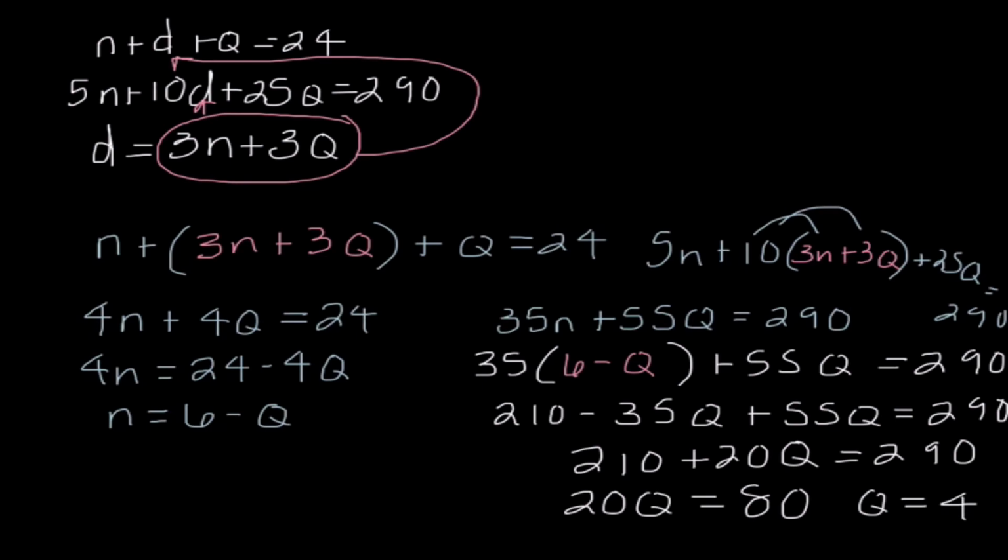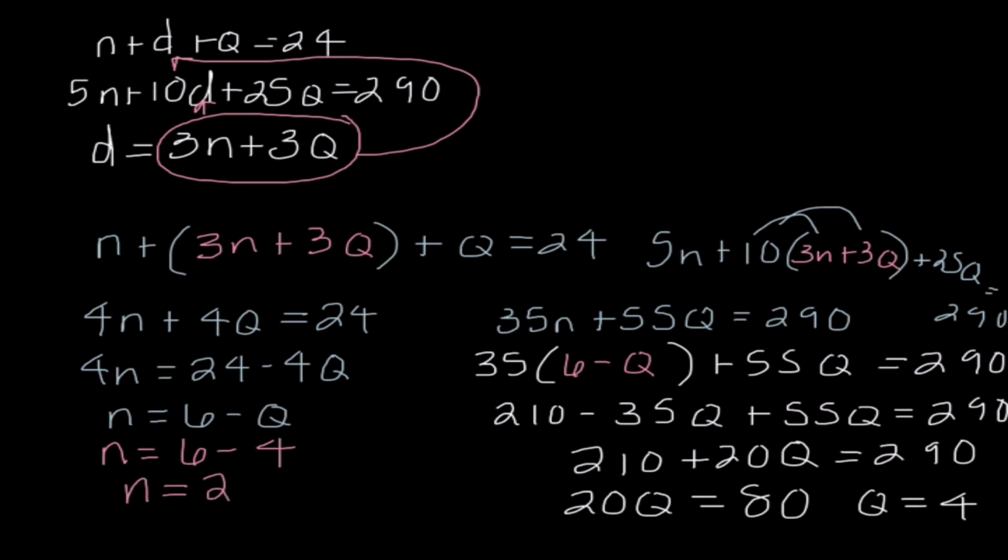Now, let's think about it for a second. It would make sense that I have a positive integer because I know I can't have a fraction of a coin. I also know I can't have a negative amount of coins. So now that I know how many quarters we have, I'm going to substitute it into this other equation to figure out how many nickels we have. I have 6 minus 4, so our number of nickels is 2.